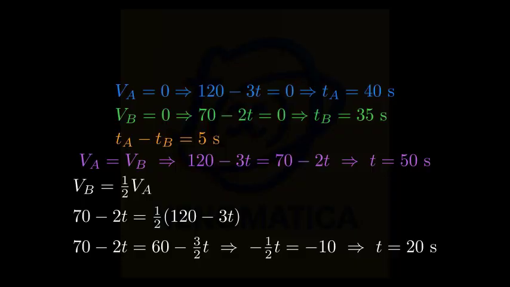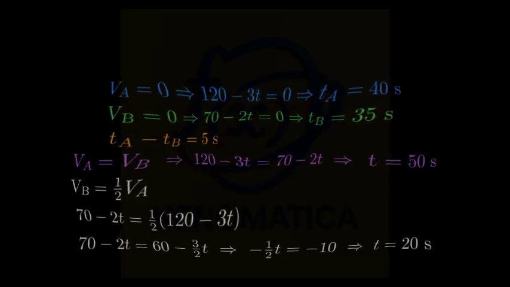Summary: tank B empties first at 35 seconds. Tank A empties at 40 seconds, so the gap is 5 seconds. The volumes are never equal while both contain water.